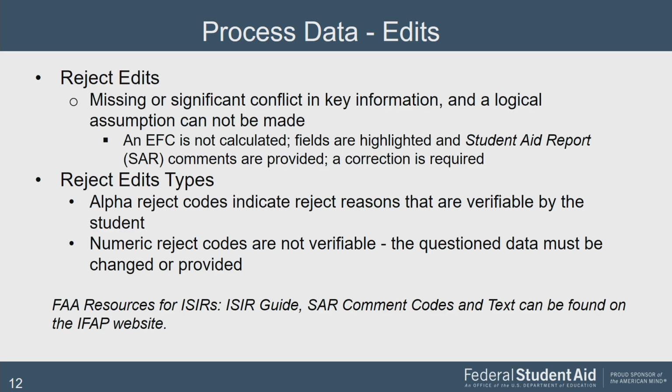An example of a non-verifiable reject is where the student, maybe on a paper application, said my parents were divorced, but provided financial information for both the mother and the father. We can't make an assumption. We don't know if the marital status is wrong or the financial information is wrong, so something has to happen that only the student or the school can fix. And then when you fix that, then we'll be able to calculate an EFC.